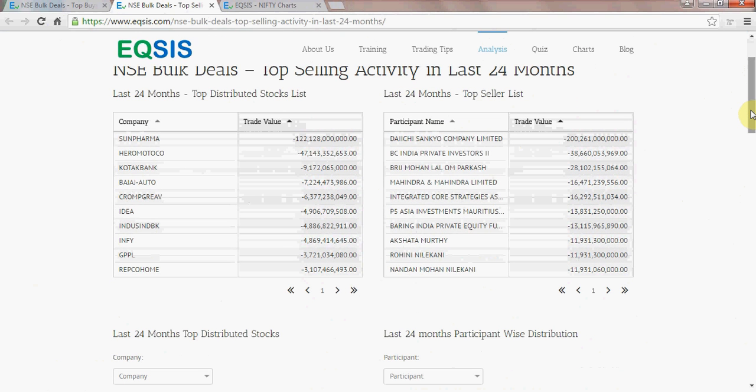Look at this: Sun Pharma, Hero MotoCorp, Kotak Bank, Bajaj Auto, Crompton Greaves, Idea, IndusInd Bank, Infibeam, Repco Home. All these companies come under the top 10 stocks which were distributed in recent times. I think Sun Pharma is more from a strategic perspective, Daiichi and Sun Pharma, ignore that. The rest, Hero MotoCorp till Repco and BPCL, seem to be more from a distribution perspective.